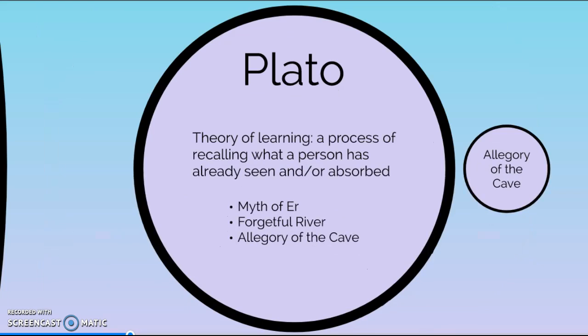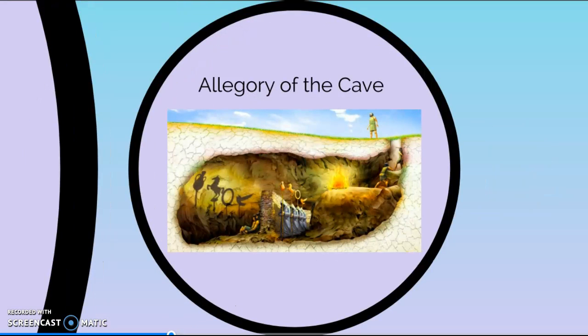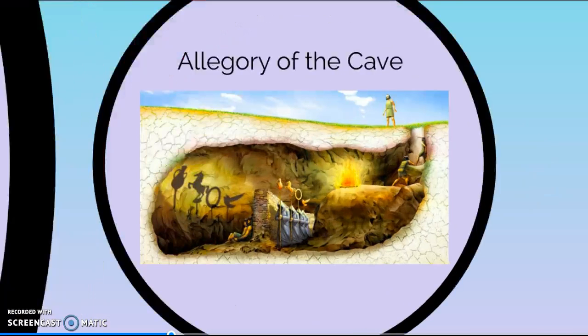The third theorist I'm going to talk about associated with behaviorism is Plato. Plato's theory of learning says that an individual can only reach justice or excellence when they develop their abilities to their fullest potential. Plato came up with a few theories to support his belief, such as the myth of the forgetful river, and the allegory of the cave. I will explain the allegory of the cave.